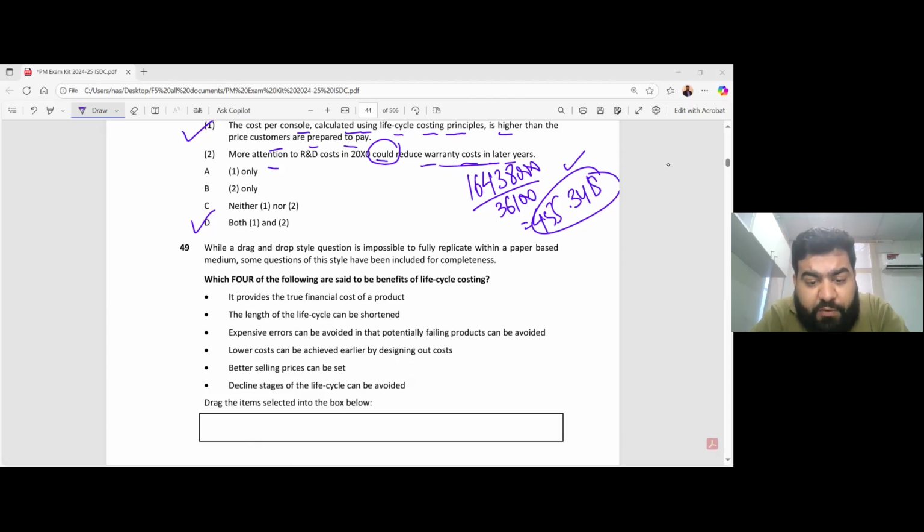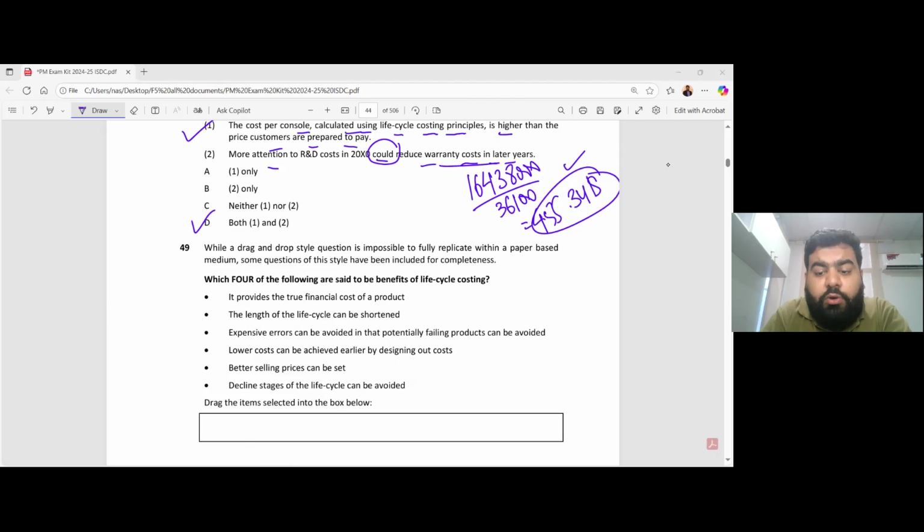Expensive errors can be avoided in potentially failing products. Yes, in that potentially, right. Obviously, if you are focusing on the complete life cycle, you can avoid the expensive errors. Why? Because if you know this is not a good product, this will fail, and it will create a huge loss for us, then at the start point you can ignore making that product. You can avoid that error. That's a benefit.